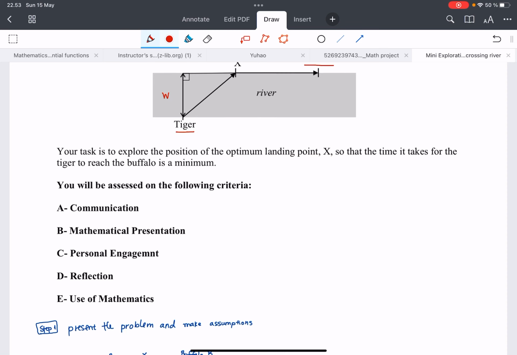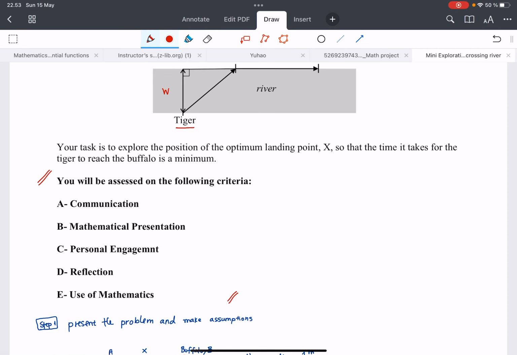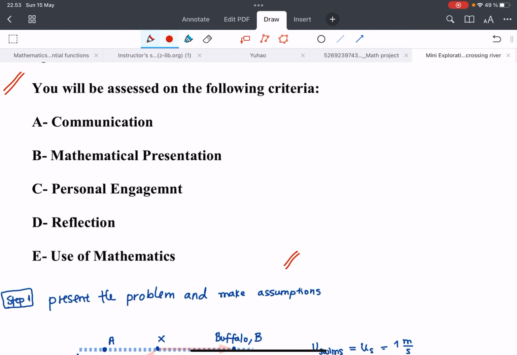You will be assessed on the following criteria, and there is a document uploaded under your assignment where it explains what each of those criteria is. First, communication: how organized, how concise and coherent your exploration is. Mathematical presentation: are you using the proper notation? Are you using good diagrams and graphs, where you annotate your axes and everything is in place?